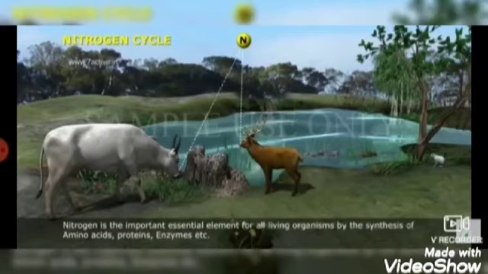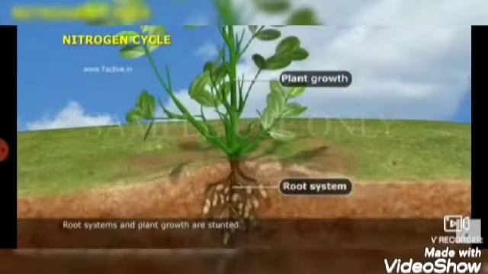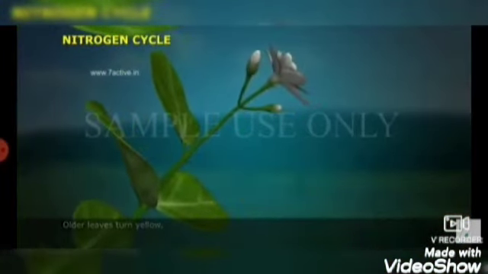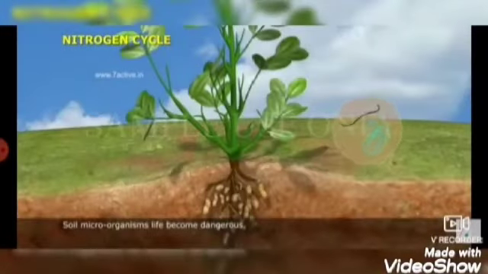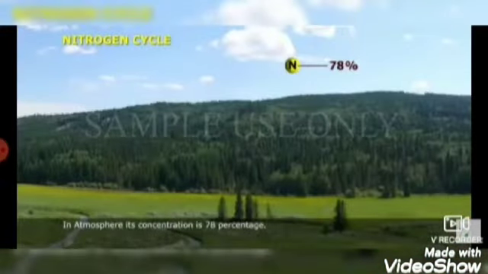Nitrogen is the important essential element for all living organisms, by the synthesis of amino acids, proteins, enzymes, etc. What happens if there is no nitrogen? Root systems and plant growth are stunted. Well, older leaves turn yellow. Decrease in crop production. Soil microorganisms become dangerous. In the atmosphere, the concentration of nitrogen is 78%.